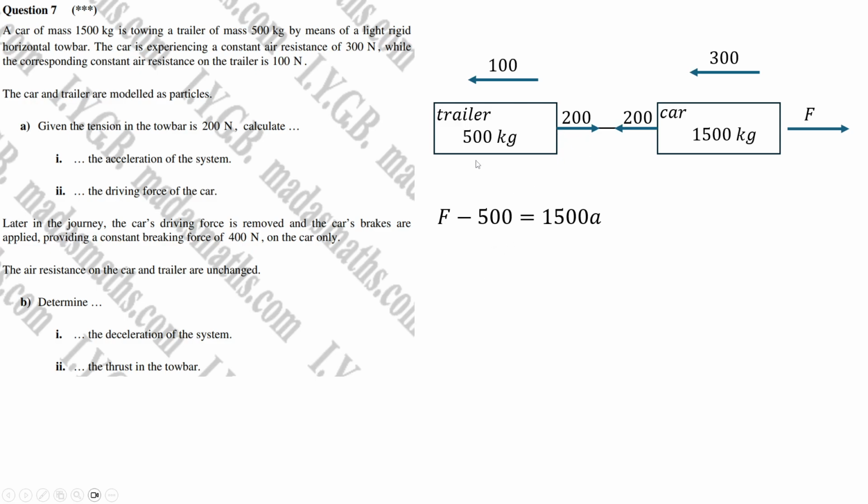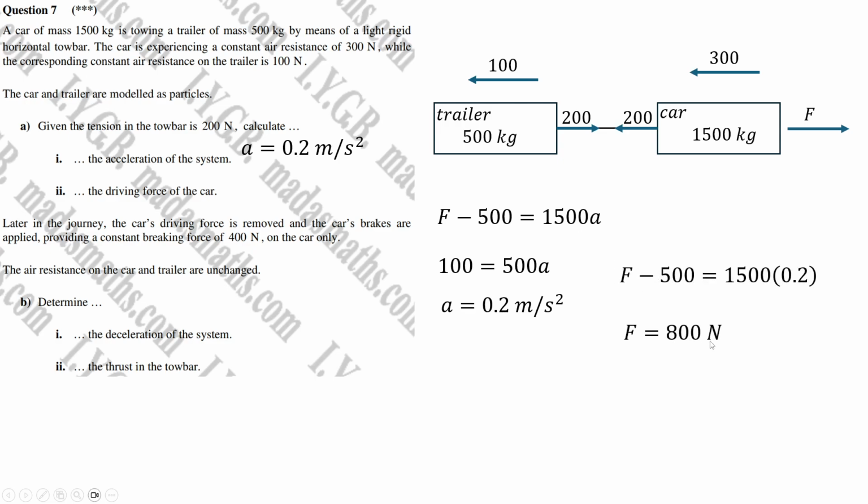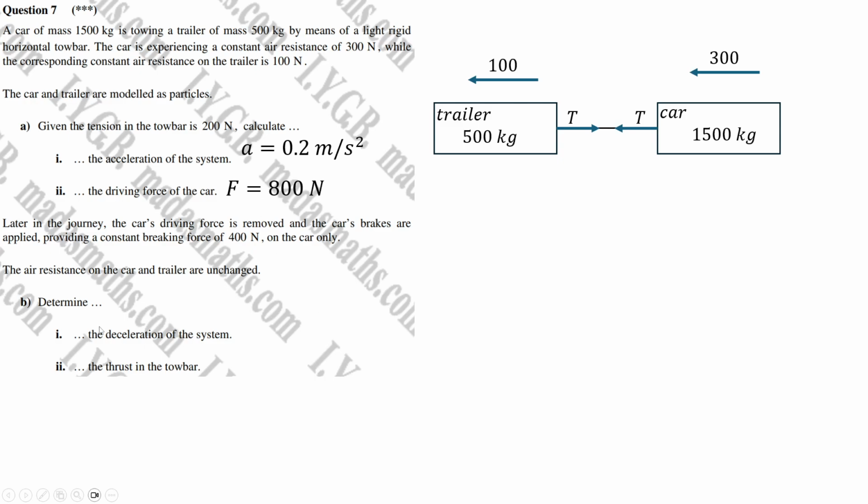Anyway, so if you look at this part now, you can do 200 take away 100, which is 100 equals 500 multiplied by A, and then you can just get A to be 0.2. Now we can put this back into there to get what F is, which is 800. You can leave that in there.